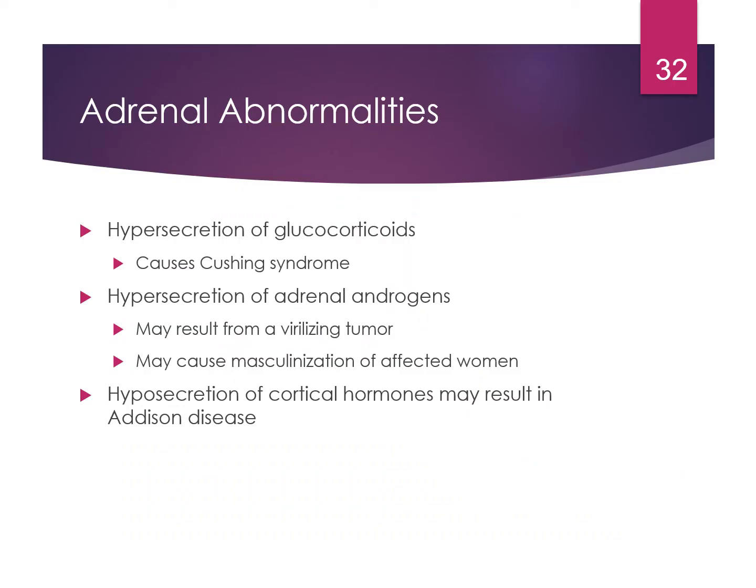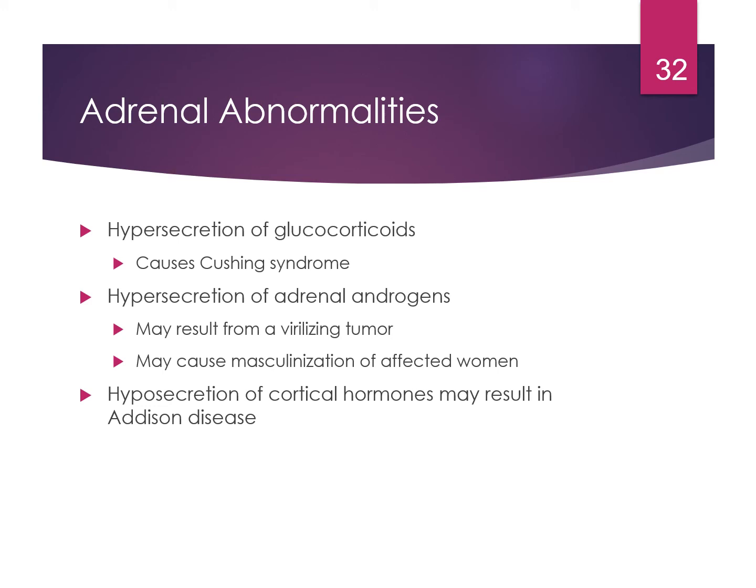So let's talk about some adrenal abnormalities. Tumors can occur in the middle zone of the adrenal cortex or the inner zone of the adrenal cortex. Tumors occurring there typically result in hypersecretion of the hormones there. So if a tumor were to occur in the middle zone of the adrenal cortex, that can result in hypersecretion of glucocorticoids, which we refer to as Cushing Syndrome.